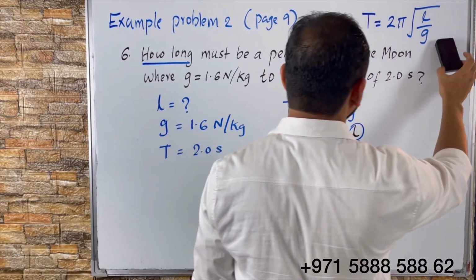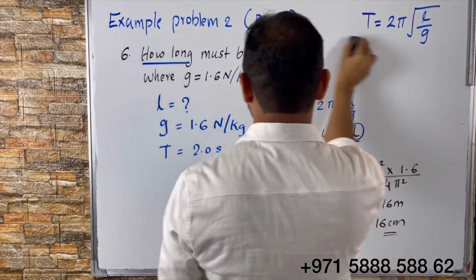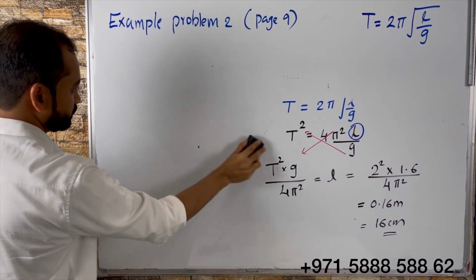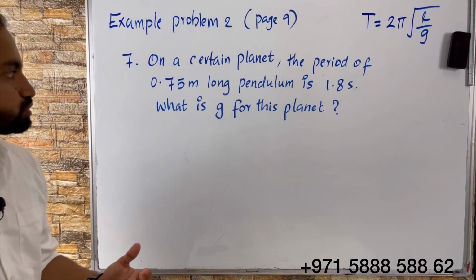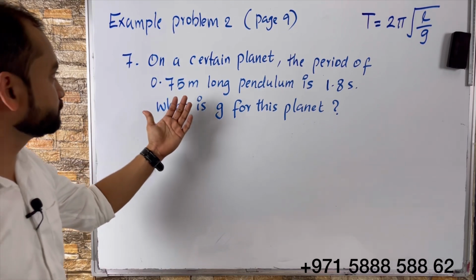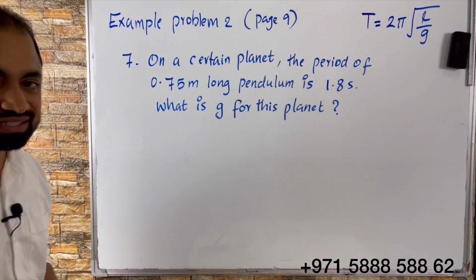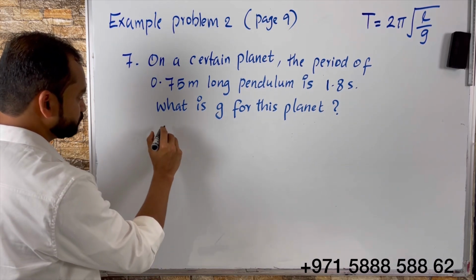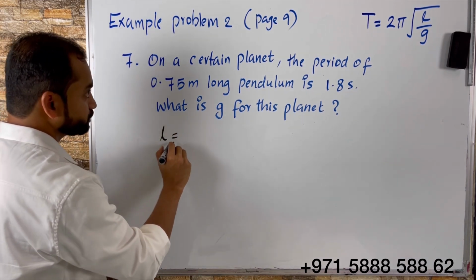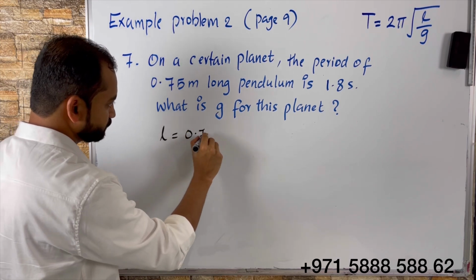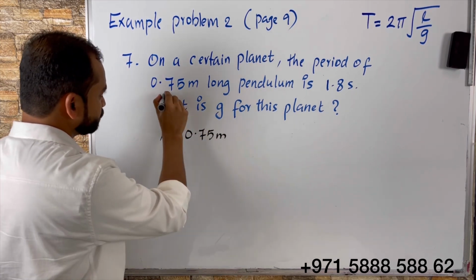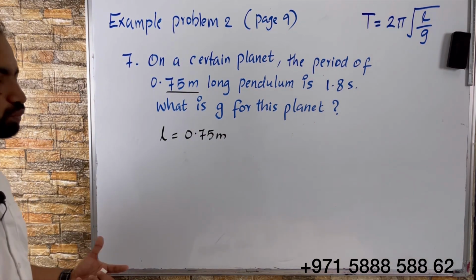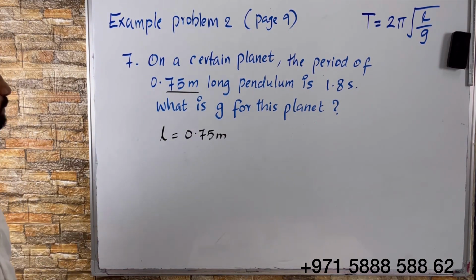What is the value of G on the moon? 1.6, right? 1.6 Newton per kilogram. So the next question: on a certain planet, the period of a 0.75 meter long pendulum is 1.8 seconds. So here what is given? The length of the pendulum is given, that is 0.75 meter, right? Meter is the unit of length. So if anything is given in meter, that will be length in this type of question.